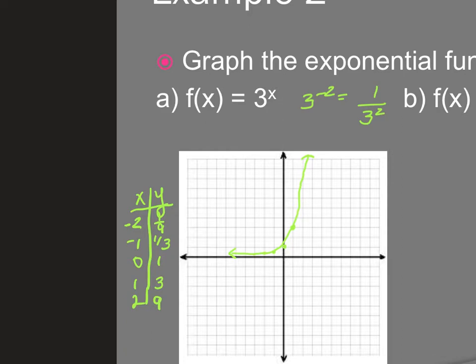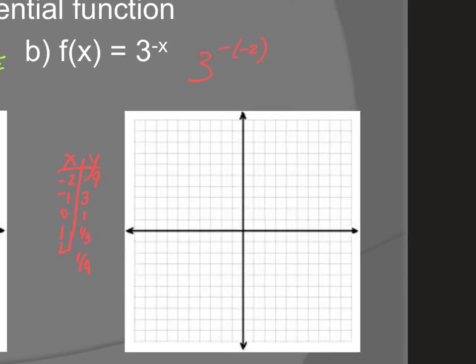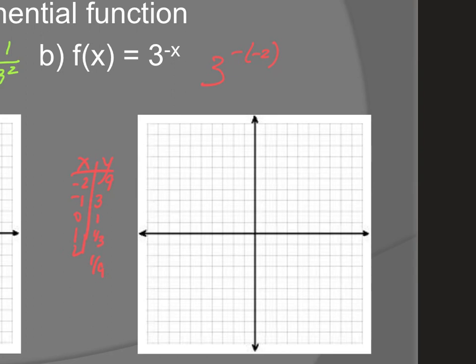So now, conversely, if I come over here, same thing. I'm going to use the same values, -2, -1, 0, 1, and 2. If I have 3 to the -2 power, that's the same as 3 squared, right? Yes or no? Okay, so I have 9. This is 3, 1, 1/3, 1/9. So my graph is going to look like this.